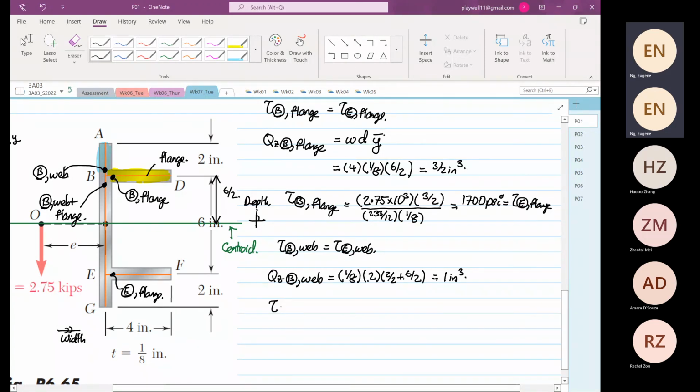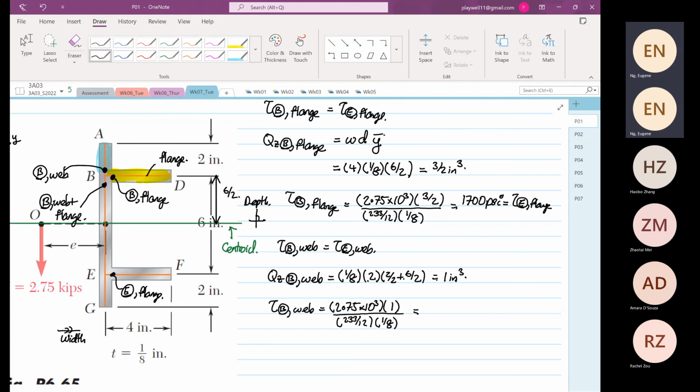Now again the same thing. The shear stress at point B for the web is equal to 2.75 times 10 to the power 3, multiplied by Q, divided by 233/12, divided by 1/8. So 2.75 times 10 cubed times 1, divided by 233/12, divided by 1/8, is equal to 1133 psi. Okay, 1133 psi.